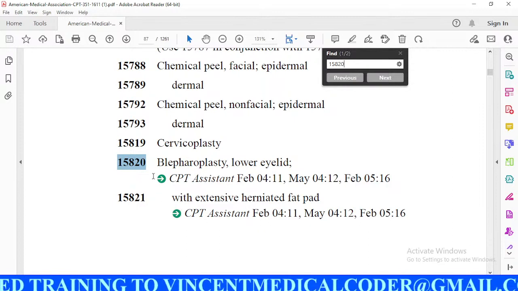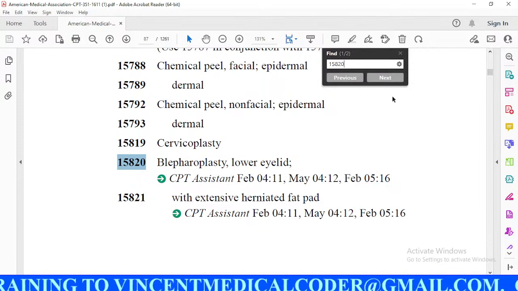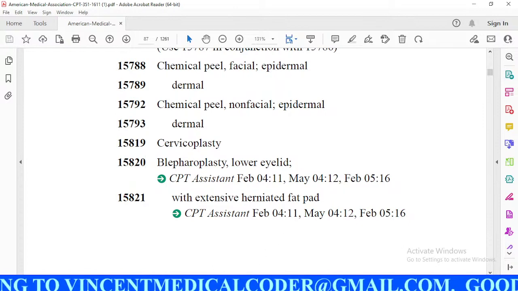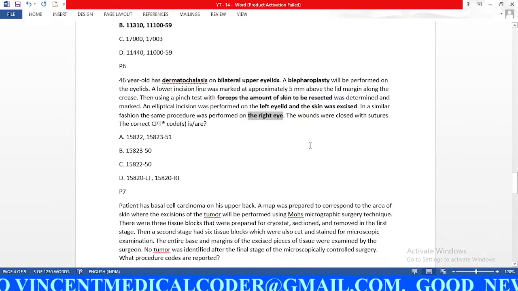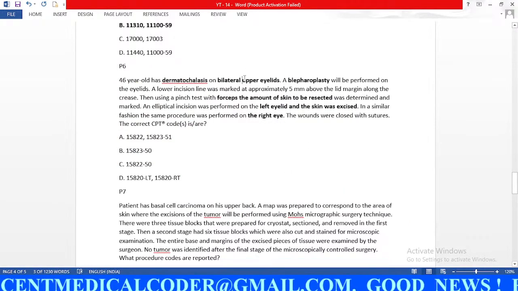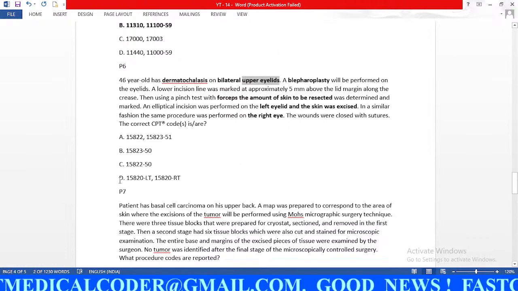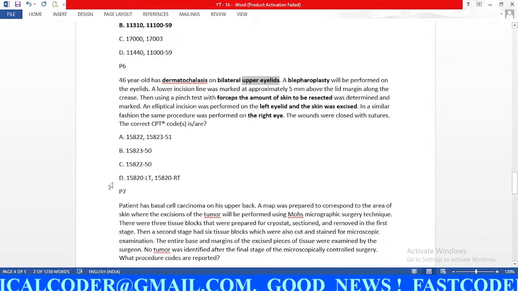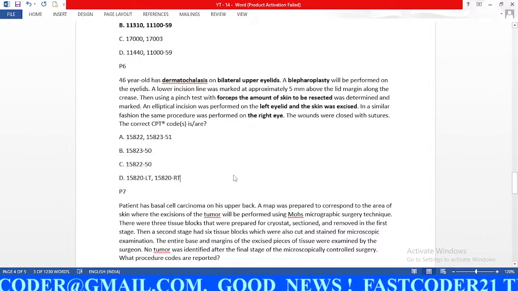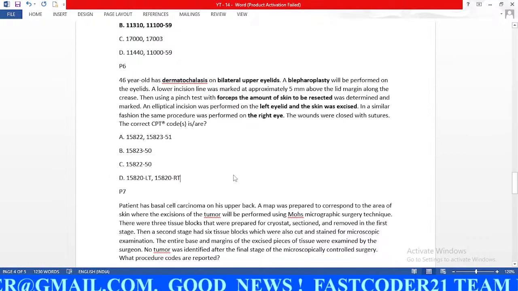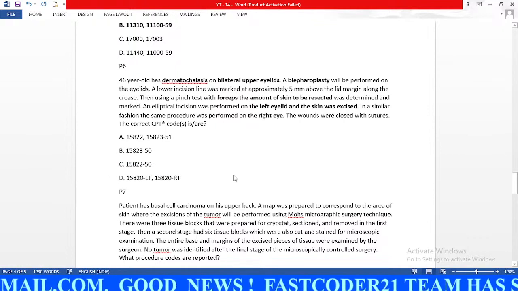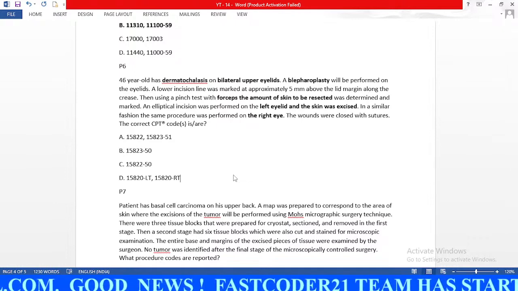So 15820 is for blepharoplasty lower eyelid. But based on our question, the patient is having blepharoplasty on the upper eyelid. So we can eliminate D directly, 15820. So without seeing anything else, next we will check 15822 and 15823.